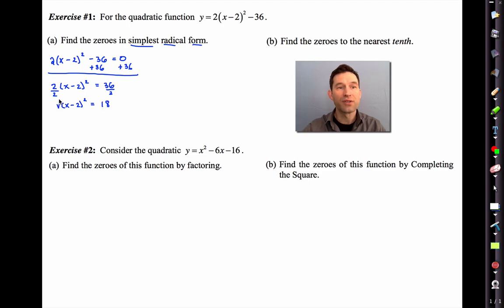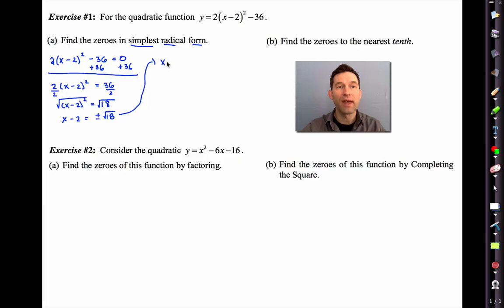Now I'm going to undo the squaring by taking the square root of both sides. And remember, probably the easiest thing for students to forget is the fact that they need to introduce a positive and a negative solution at this point. Now, if the question didn't say put our answers in simplest radical form, I might leave the square root of 18.